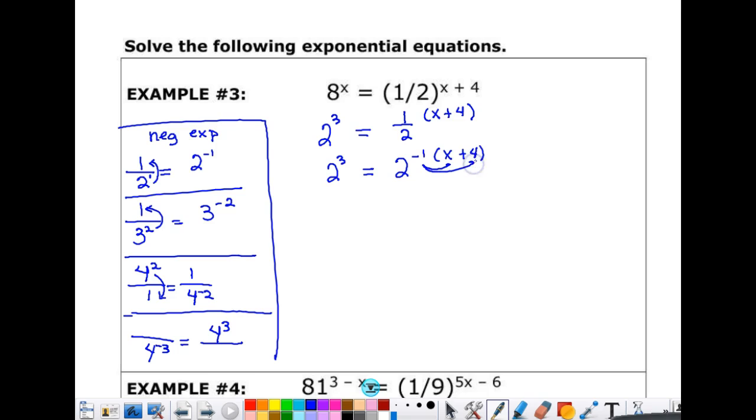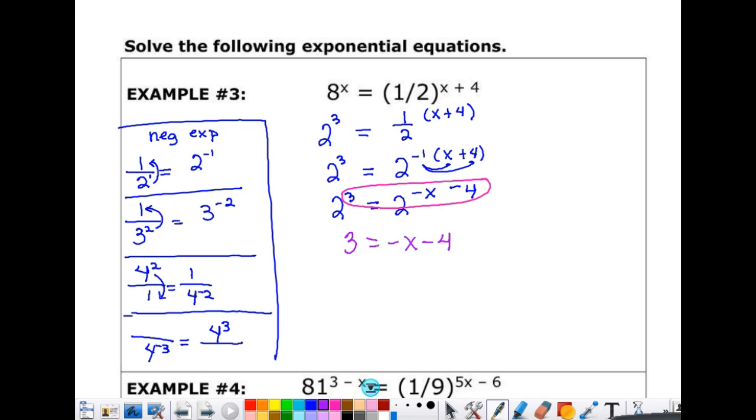So, now I'm going to say 2 to the third power equals 2 to the negative x minus 4. So now we're done with those bases of 2, and all we need to focus on is the exponent right here. Okay, so we say 3 equals negative x minus 4.